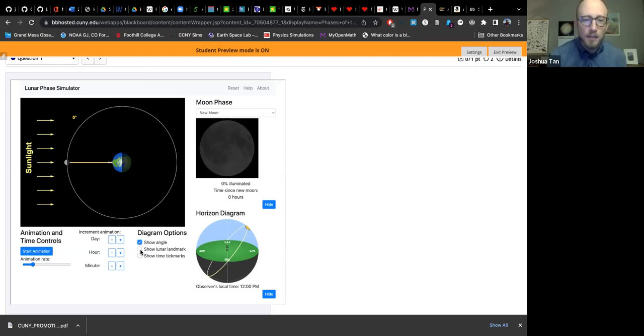as we look a little bit more carefully at this diagram. If something says you can show a lunar landmark, that might be useful for some things, might not be. I'm not going to turn it on right now. And you can also do something that says show time tick marks. I really like this because it demonstrates to us how the Earth's position is really similar to a clock. Where you're standing on the Earth in comparison to the sun is really what time you see on your clock.